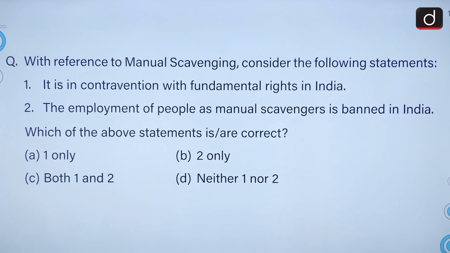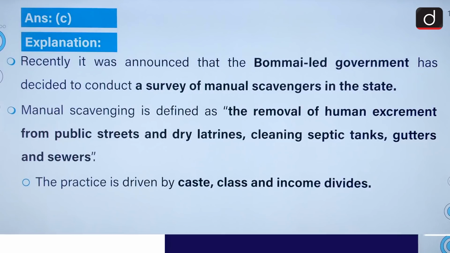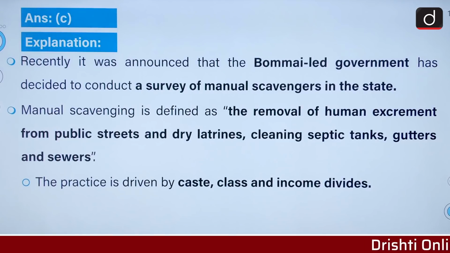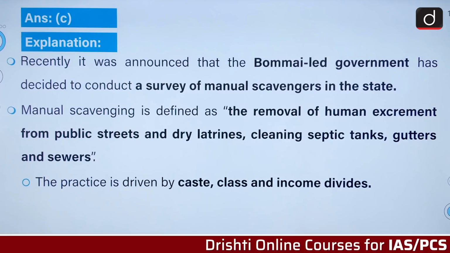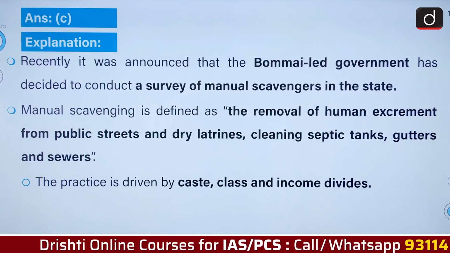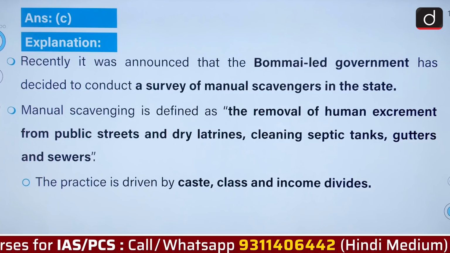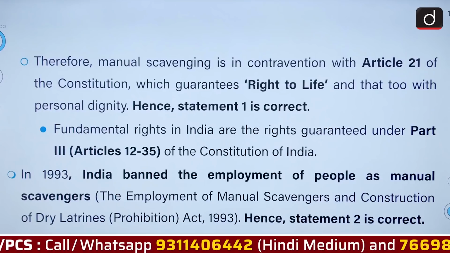With reference to manual scavenging, consider the following statements. It is in contravention with fundamental rights in India and the employment of people as manual scavengers is banned in India. As we have to select the correct statement or statements, both are correct. The correct answer is option C. Recently, it was announced that the Maharashtra government has decided to conduct a survey of manual scavengers in the state. It has defined manual scavenging as the removal of human excrement from public streets and dry latrines, cleaning septic tanks, gutters and sewers. The practice is driven by caste, class and income divide.